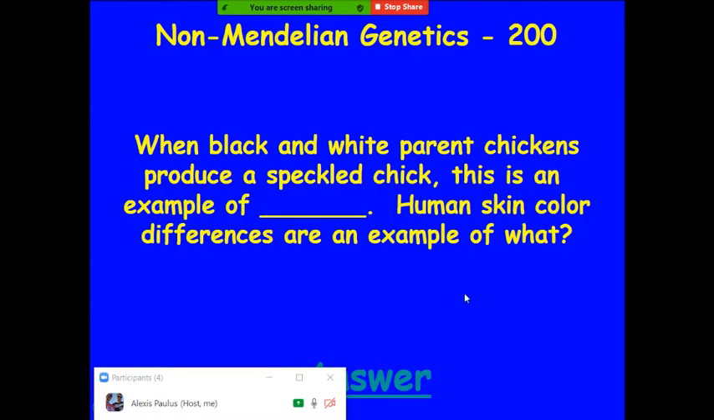All right, when black and white parent chickens produce a speckled chick, this is an example of blank. Human skin color differences are an example of blank.